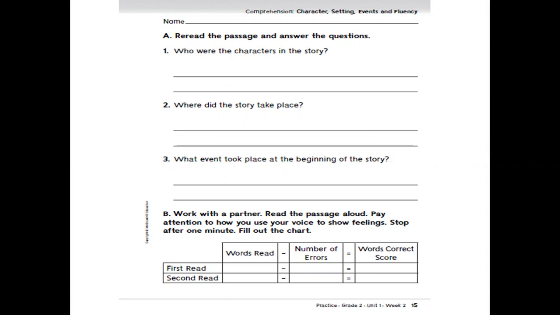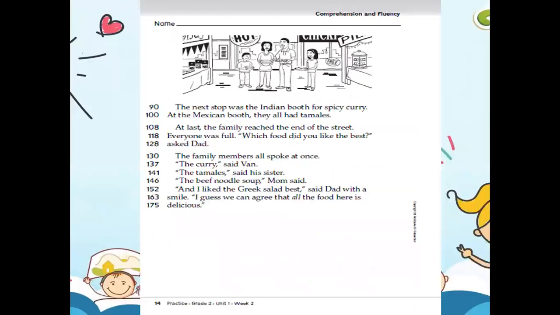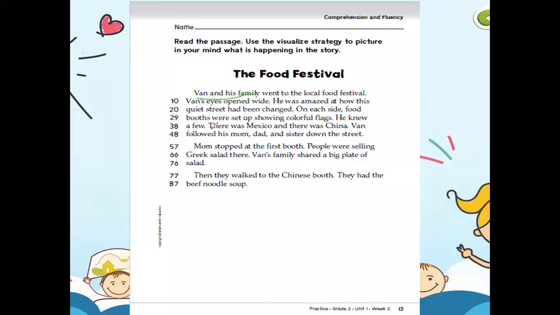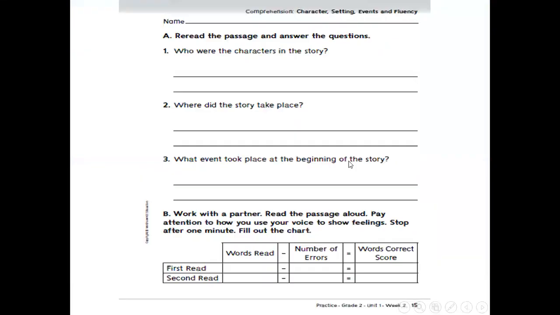The first question: who were the characters in the story? The characters in the story were Van, his sister, Mom, and Dad, right? Because here in the beginning, they said Van and his family. And then they said he followed his mom, dad, and his sister. So they are the people in the story. So who were the characters in the story? The characters in the story were Van, his sister, Mom, and Dad.